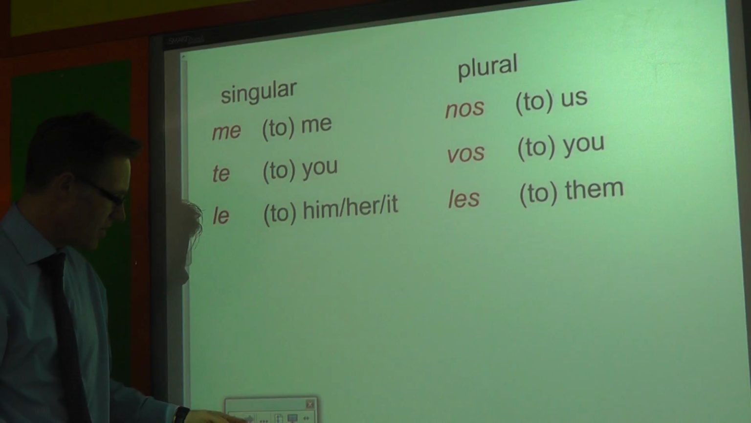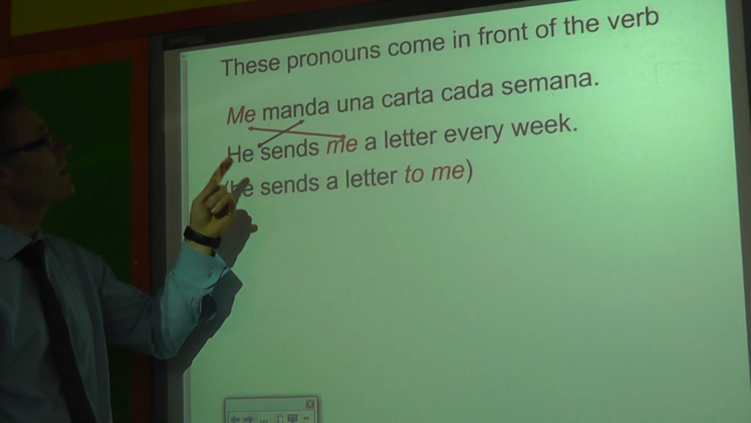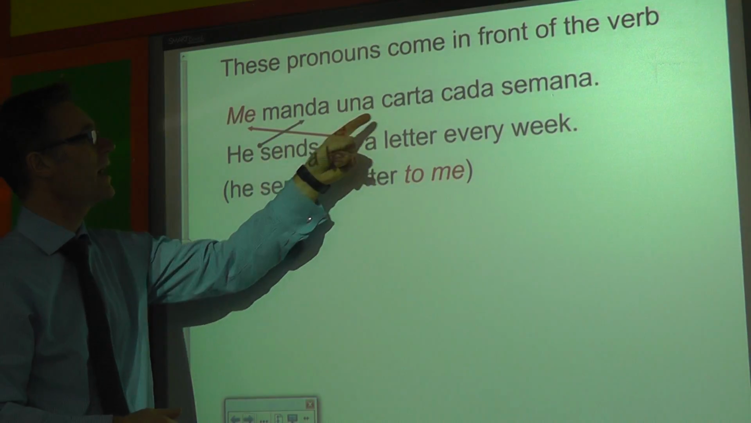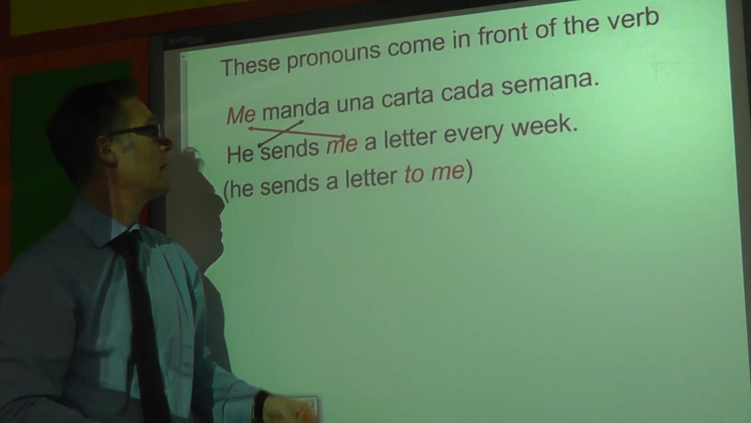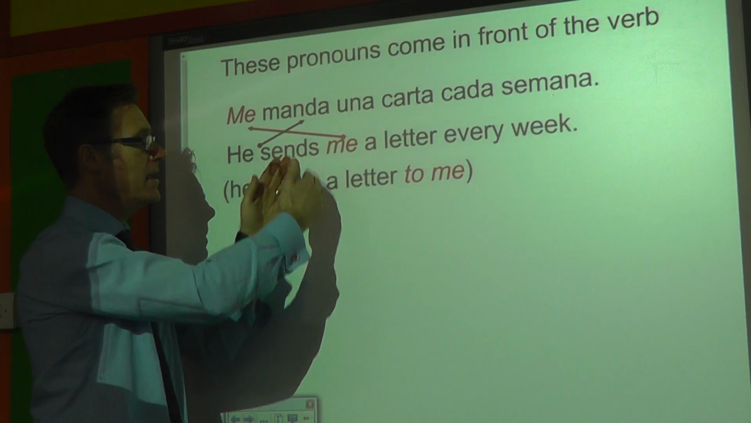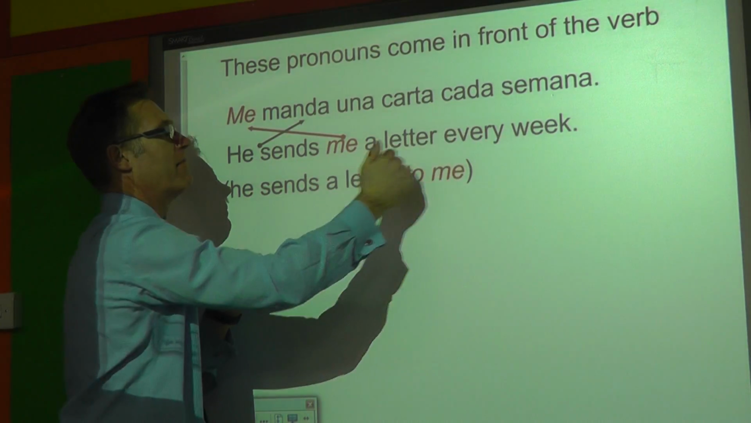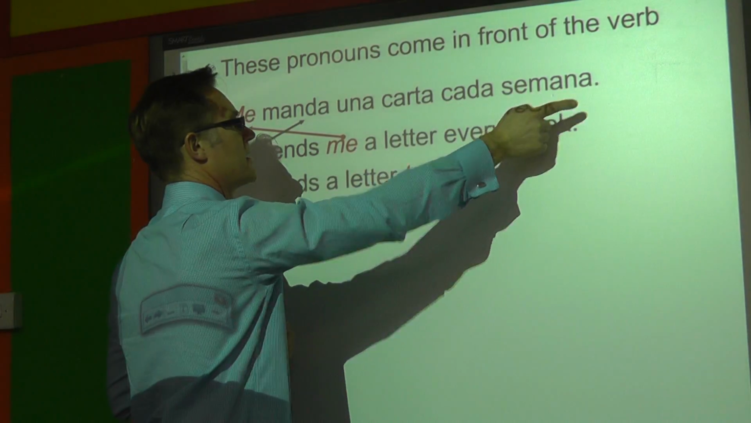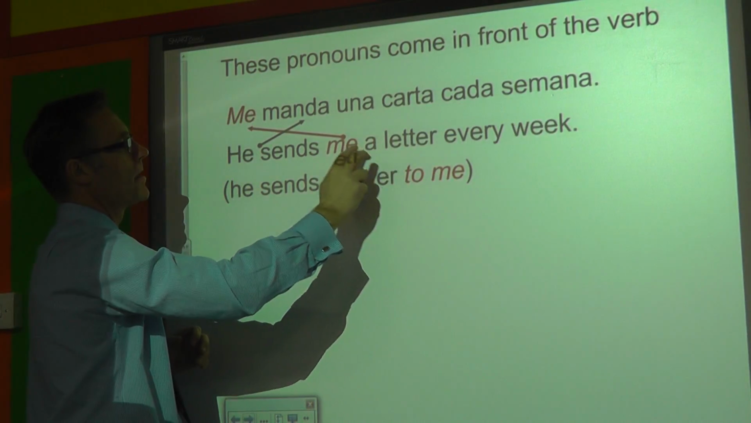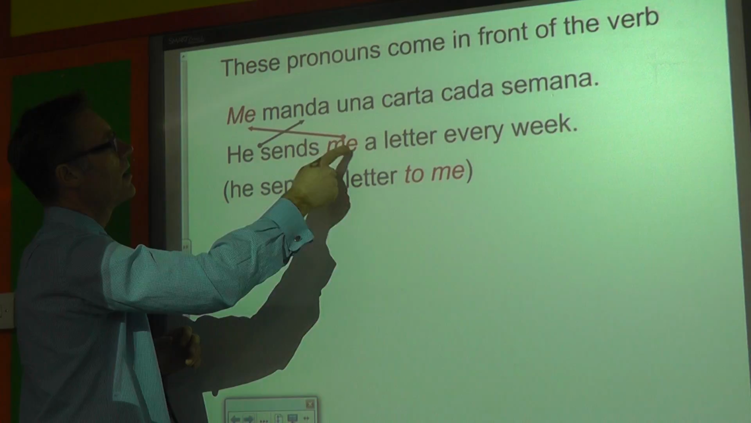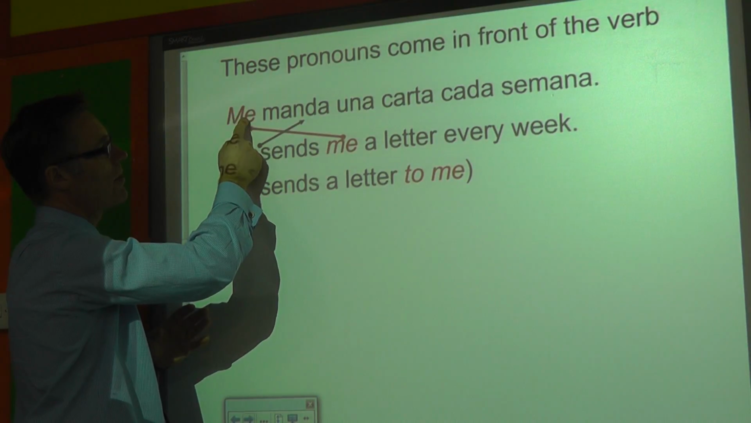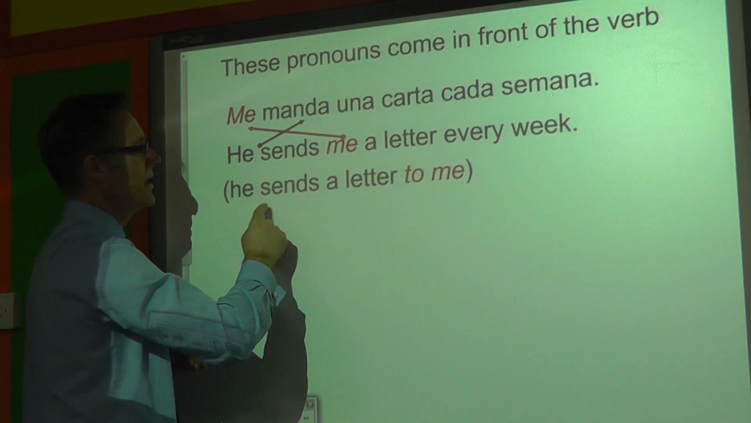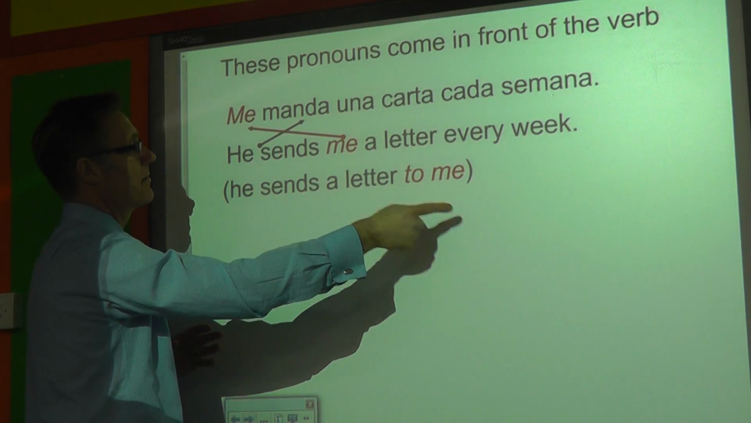Okay, some more examples. Again, these pronouns come in front of the verb. Me manda una carta cada semana. He sends me a letter every week. So, here's our indirect object pronoun. Me manda una carta cada semana. He sends a letter to me.